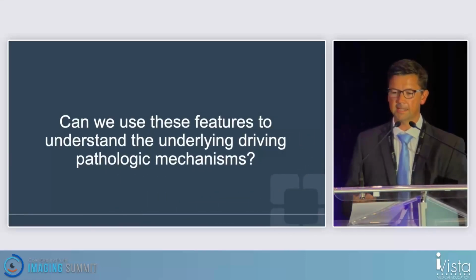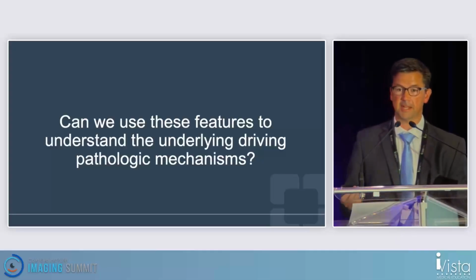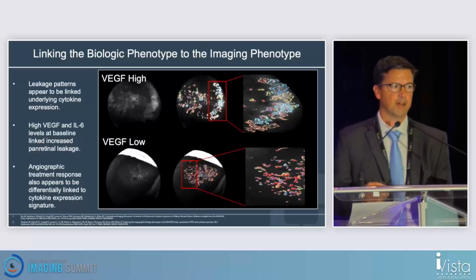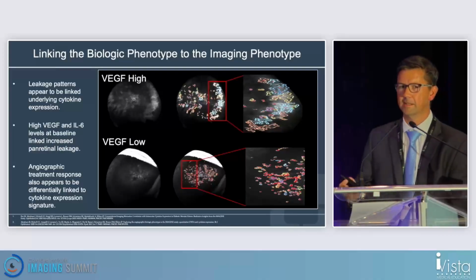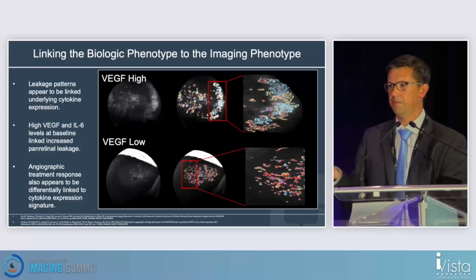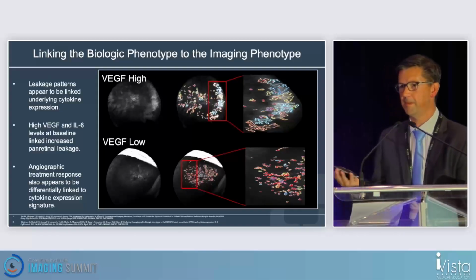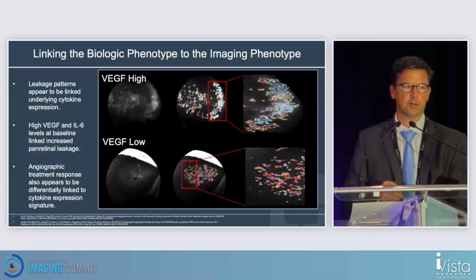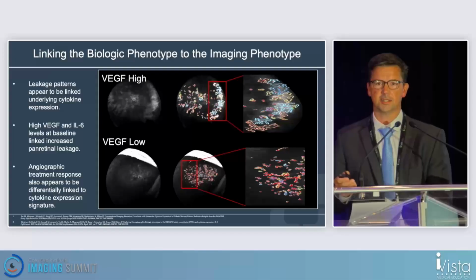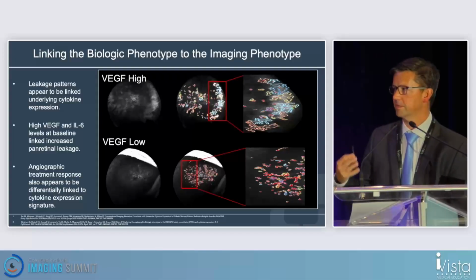And then the last thing is, can we actually use this to understand the driving pathologic mechanisms? And for me, when we think about what we really want to move towards in retina as we have more and more drugs available, it is precision medicine. Right drug to right patient. How do we pick between the potentially 10 drugs we may have in 5 years in our hands? And when we look at leakage patterns, we were able to look at this with aqueous cytokine expression to say this is a high VEGF load eye versus a low VEGF load eye.